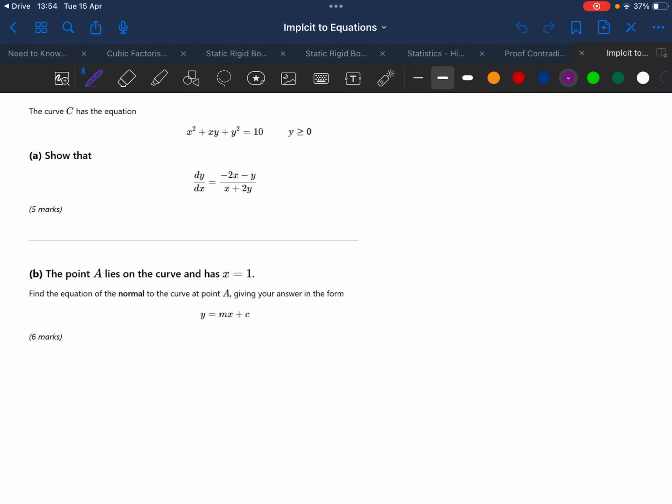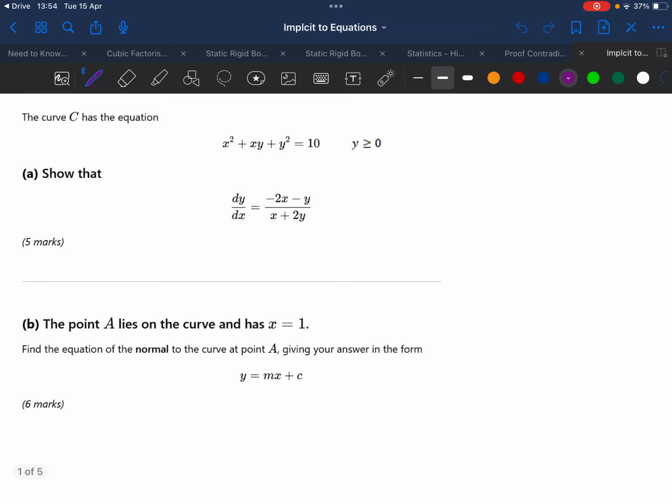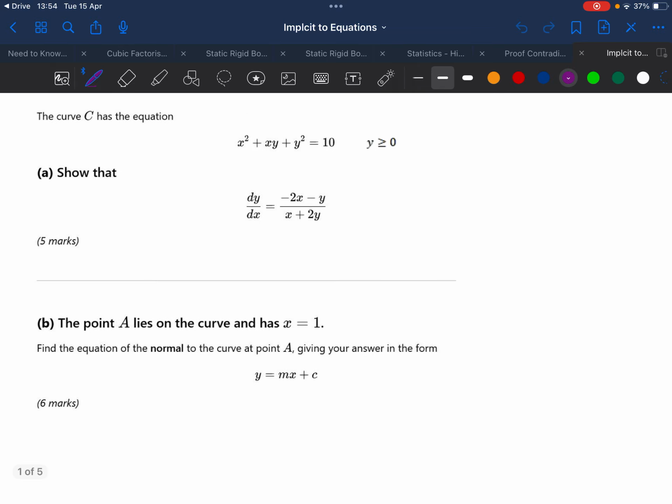So we're going to do some implicit differentiation today with finding straight lines. This is a very common sort of exam one. Let's take you through. So we've got some equation here. We've also got the condition that y has to be a positive number, and we've got to show that to start with. So let's handle this one first.